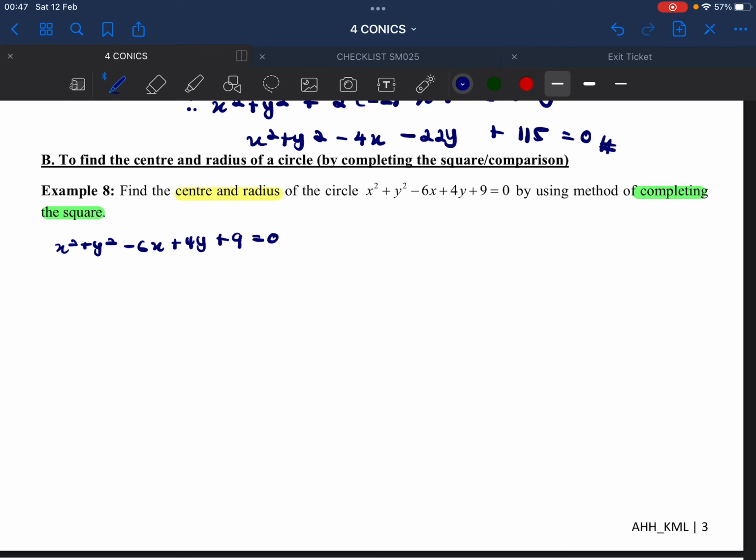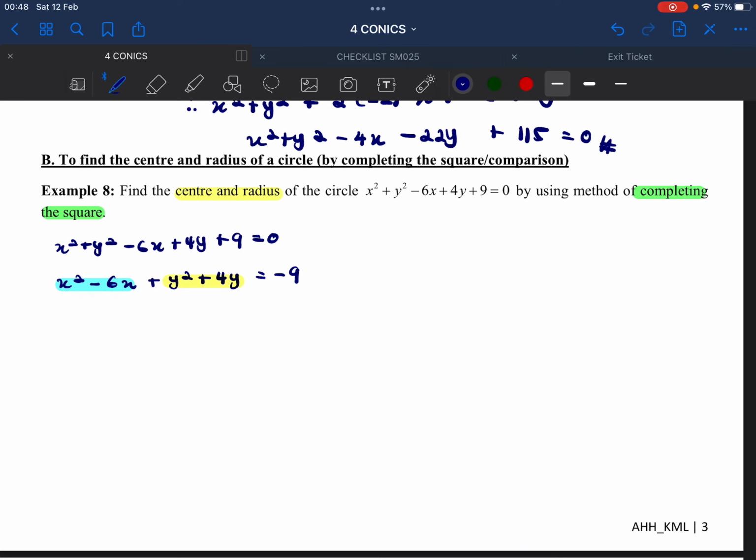What we are going to do first is rearrange the x terms together and the y terms together. So here we have x squared minus 6x plus y squared plus 4y plus 9 equals 0. In fact, let's just bring the 9 to the other side, so we have negative 9. We are going to separate this part, x squared minus 6x, and this part, y squared plus 4y. We are going to do completing the square for this part and this part.